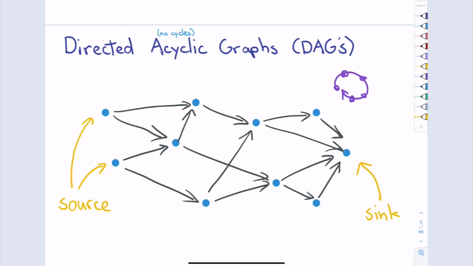Okay. I will suggest that every directed acyclic graph, or DAG, has at least one source and at least one sink. Well, my question to you is why?